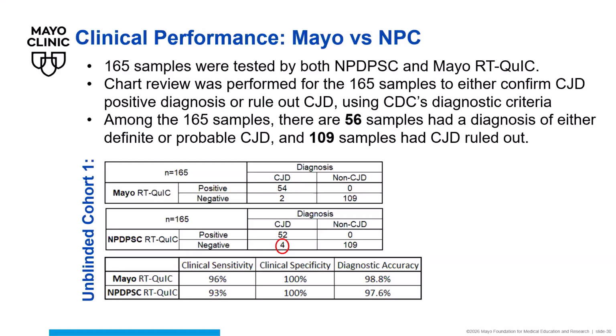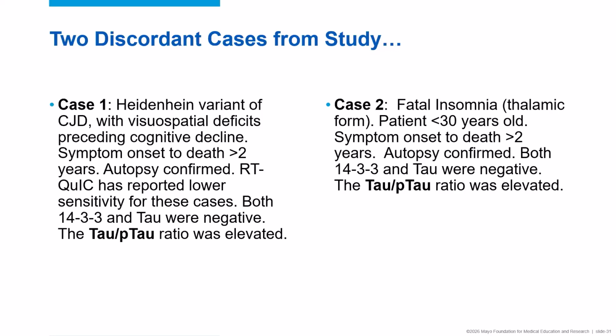In this particular study, we were able to pick up 2 cases that were called negative at the National Prion Center. And interestingly, both of those cases were subtypes of CJD that are known to be very difficult to pick up with RT-QuIC. I only mention this because it is important to understand that no matter where you test, there's always the possibility that any given assay can miss a true positive case.